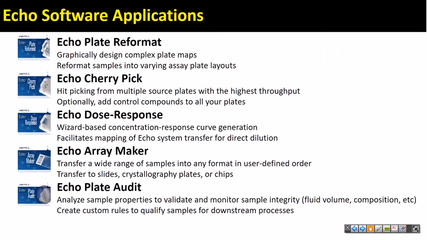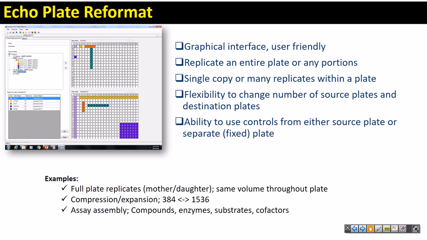Okay, so for the handling, there are several software packages to make your work easy. This instrument is present in the VCO actually. So right now we have the Echo Plate Reformat and the Dose Response. Maybe we are going to get the Cherry Pick one soon. They make it easy. So here I am going to present how this Echo Plate Reformat works and how this system actually works.